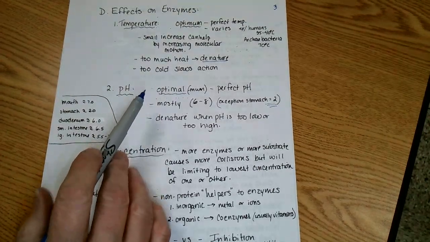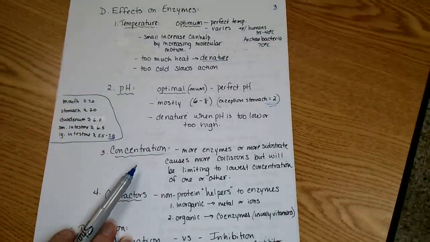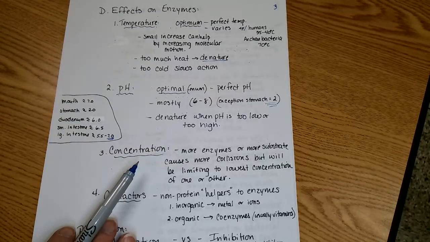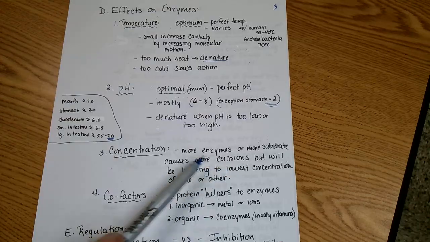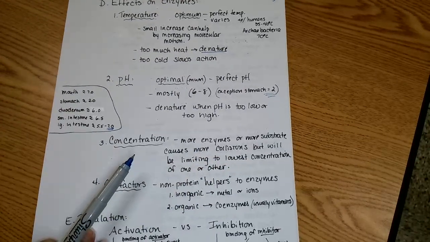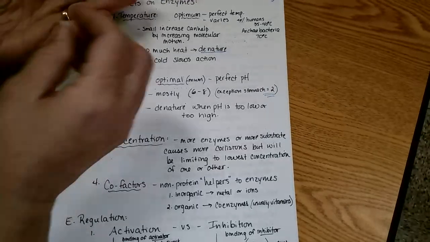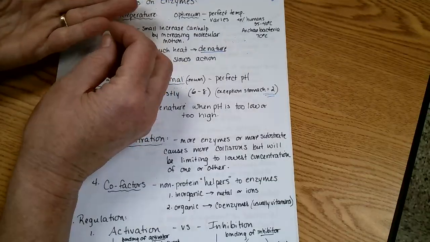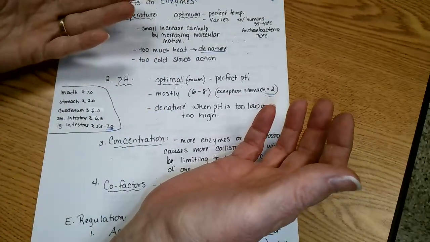So that's pH. What else can affect enzymes? Temperature, pH, concentration. In other words, the more enzymes you have or the more substrate you have, the more action is going to happen. But remember, this is like a limiting reaction. If you're in chemistry, you remember limiting reactions. If you have so many enzymes and only a little bit of substrate, well, that little bit of substrate is going to limit how much you can deal with, okay?